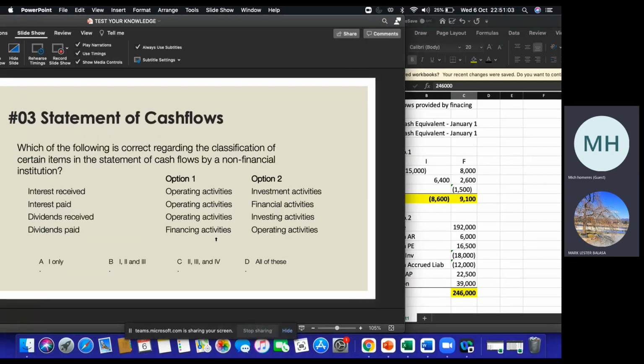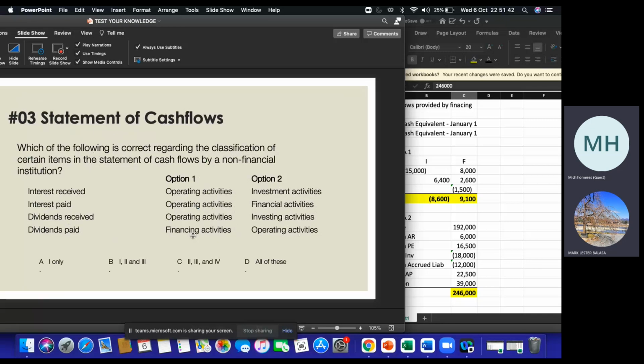Next, problem number 3. Which of the following is correct regarding the classification of certain items in the statement of cash flow by a non-financial institution? Right? So therefore class, sabi natin, di ba, interest receipts, interest paid, and dividends receipts, initially, operating activities siya. Right? And dividends paid is financing activities. And then subsequently, investing activities, financing activities, and operating activities siya. Okay? So all of this is your answer.